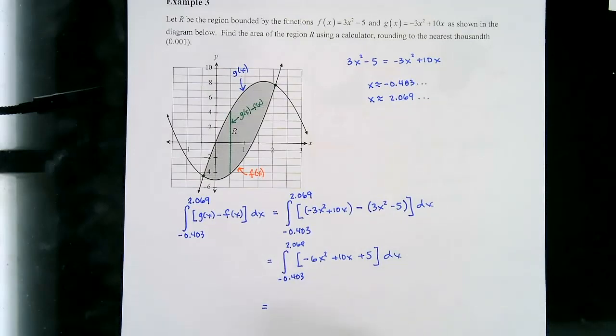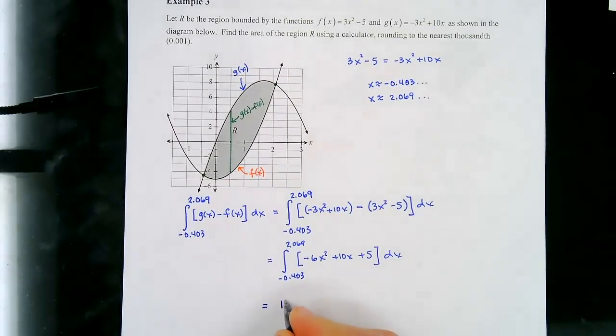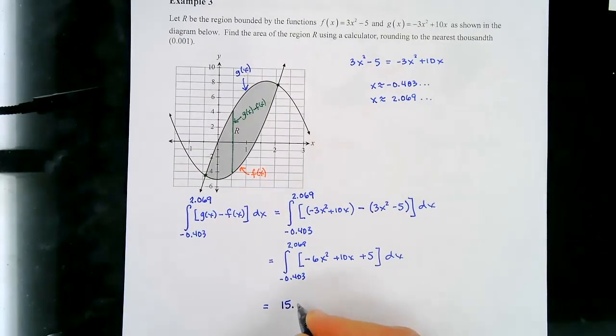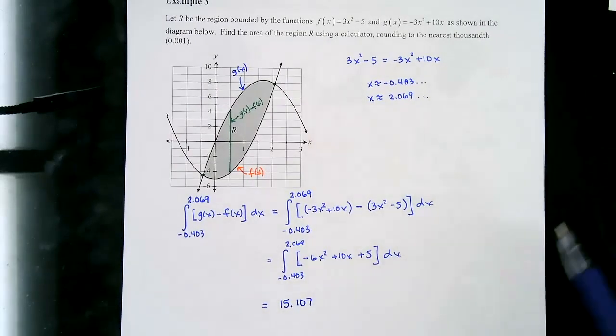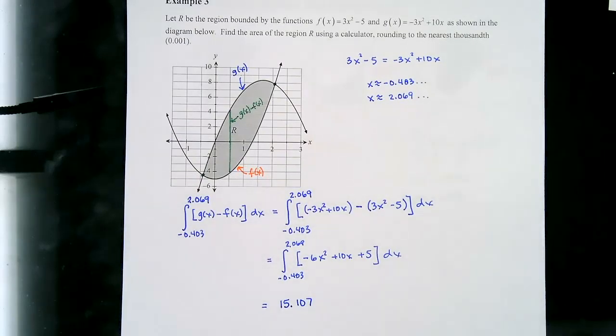So from our graphing calculator, we got a value of 15.107. And we want to go to 3 decimal places, okay? On the AP exam, they require you to round to 3 decimal places. They won't tell you to round to the nearest thousandth. You just need to know that. On these problems, it does tell you, okay?